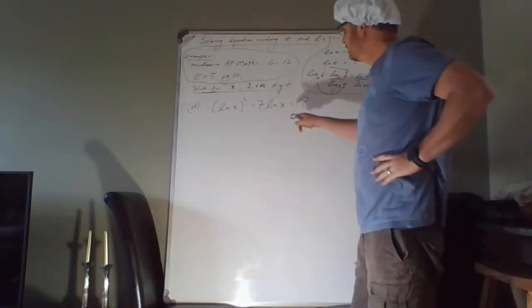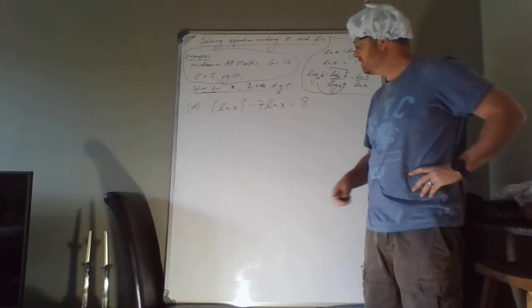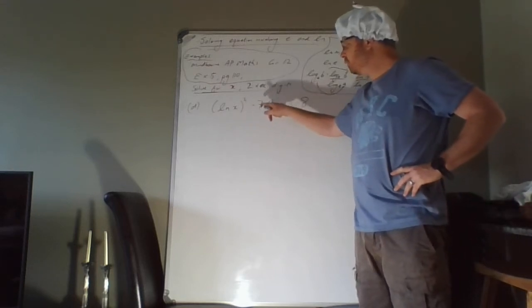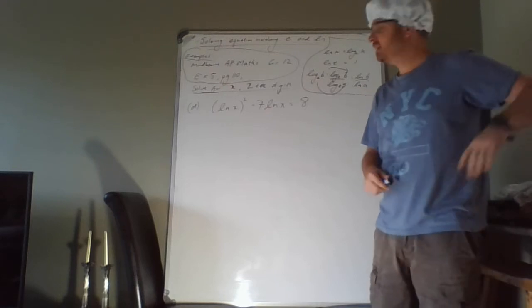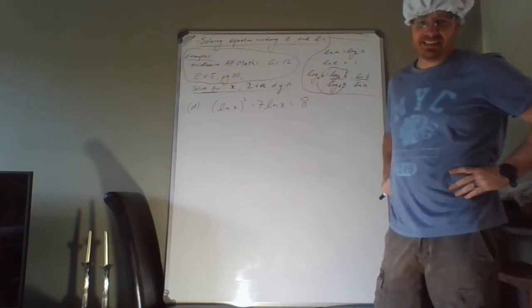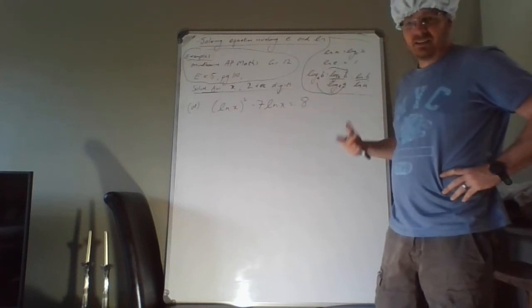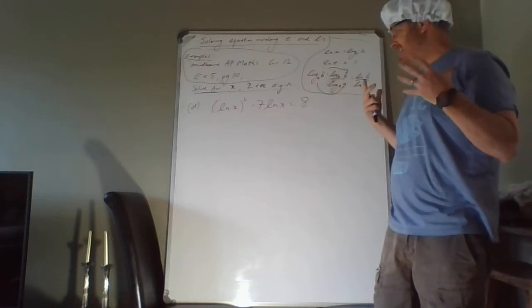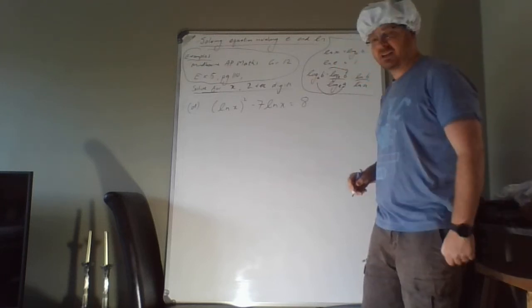So, next question is question D from exercise 5. Again, solve for x to 2 decimal digits. And you've got ln x all squared minus 7 ln x is equal to 8. Okay, so give that a go. It should be crying at you. It should be saying, look at me, I need to do a substitution. So go give it a go.